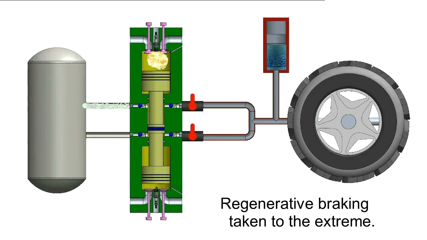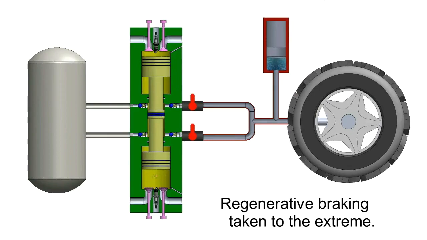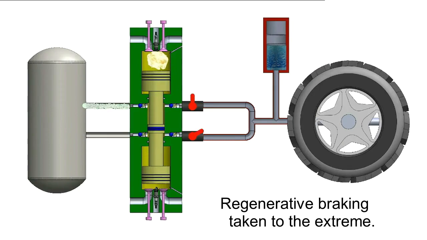In a traffic jam, a vehicle starts and stops. In each start, the energy stored in the previous stop is used. This is regenerative braking taken to the extreme.